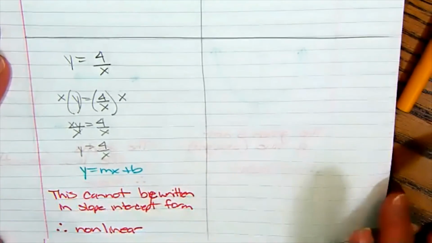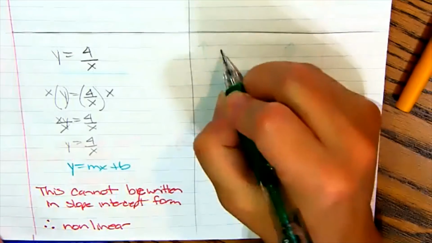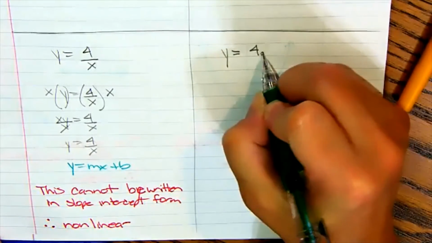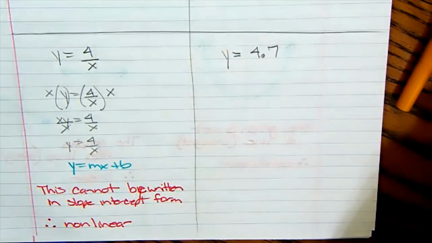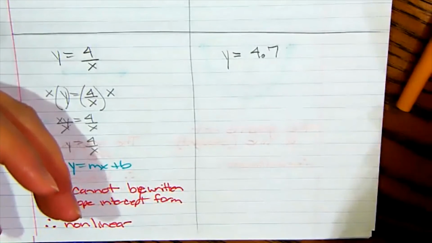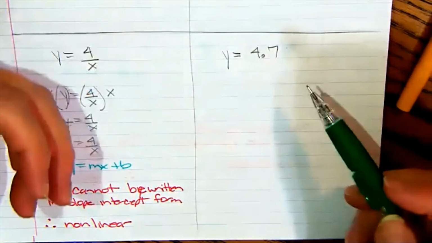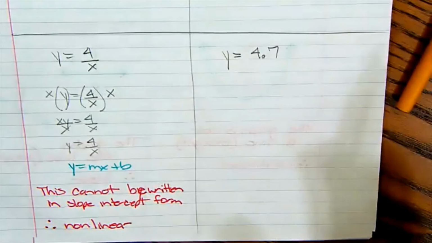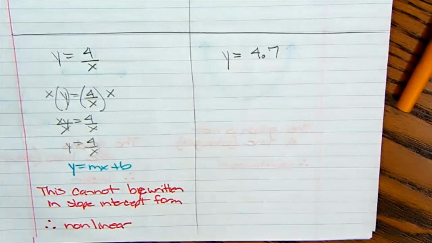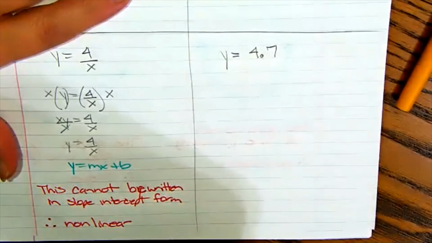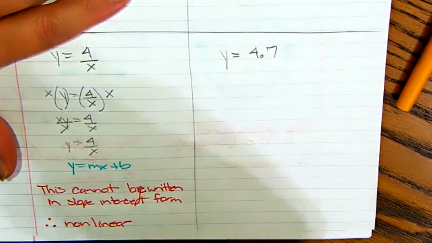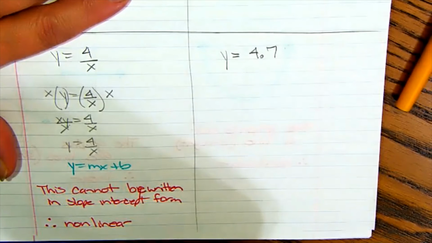Okay, I've got one more for you. Y equals 4.7. Can y equals 4.7 be written in slope-intercept form? Does this form a linear function or a non-linear function? In the chat, I want you to type linear or non-linear. So take a look. Y equals 4.7. It is a function, but can it be linear or non-linear? I want you to type it in the chat.